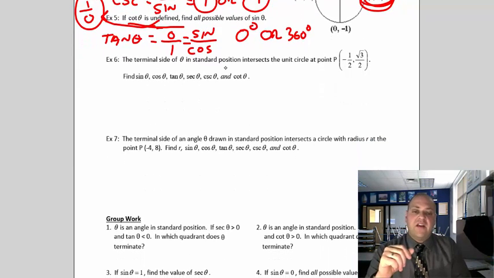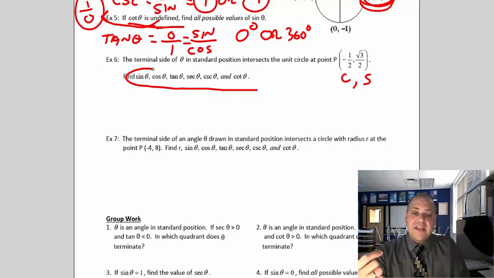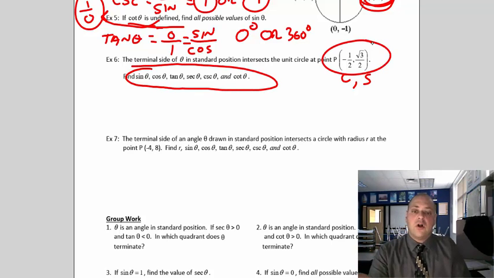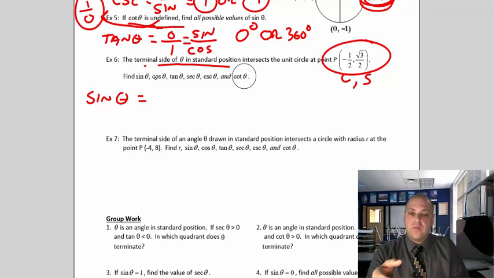The terminal side of theta in standard position intersects the unit circle at -1/2, radical 3 over 2. We learned the unit circle in our last lesson. This is the cosine and this is the sine. What's nice about the unit circle is that the point on the unit circle gives you the cosine and the sine. So these are easy if you have a unit circle. We already know the sine. We don't even have to draw a picture. The sine of theta is going to be right here, radical 3 over 2.